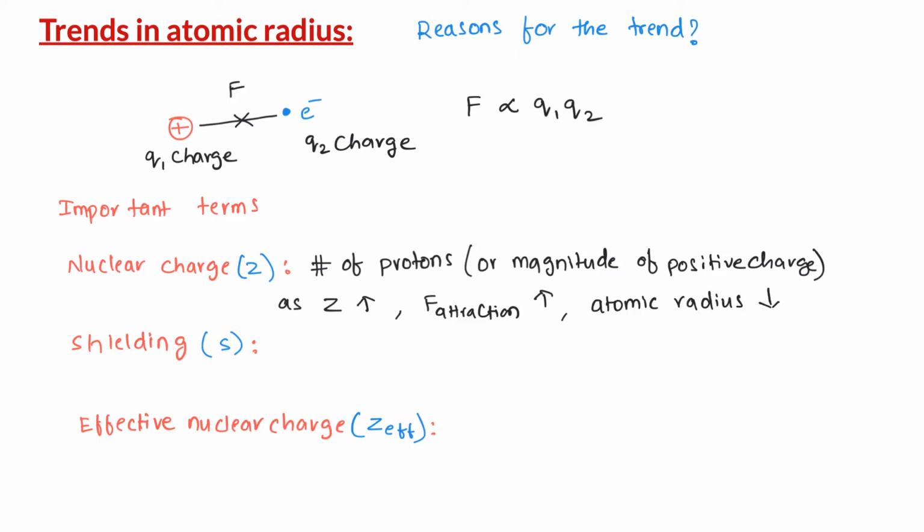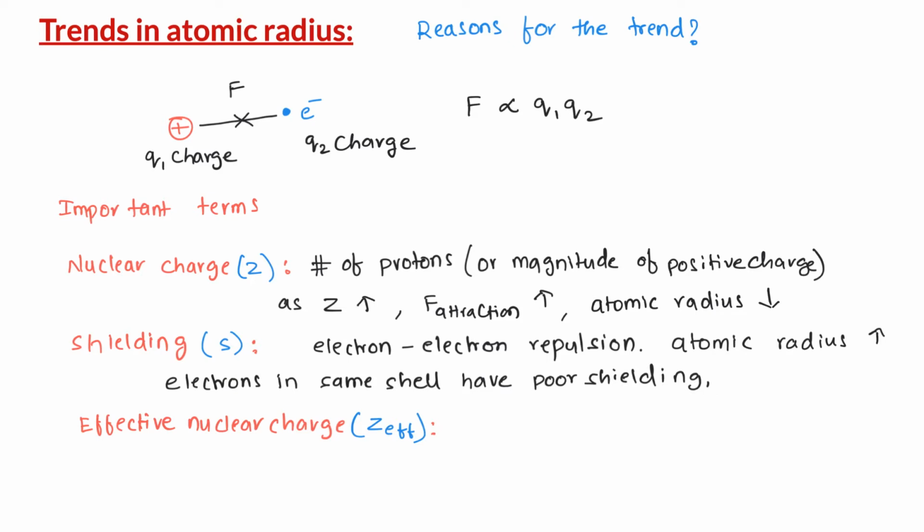Second, the shielding. As the electrons inside an atom are added, there is a force of repulsion between the electrons inside the atom. This force of repulsion pushes the outermost electrons away from the nucleus, thus increasing the atomic radius. This electron-electron repulsion is called shielding. We also need to know, while the electrons in the same shell cannot shield each other well, the inner electrons can effectively shield the outer electrons.